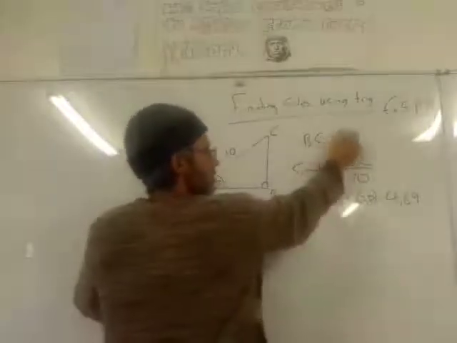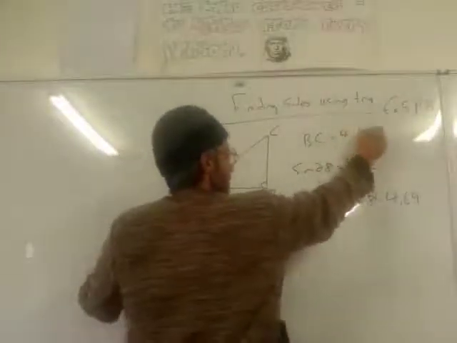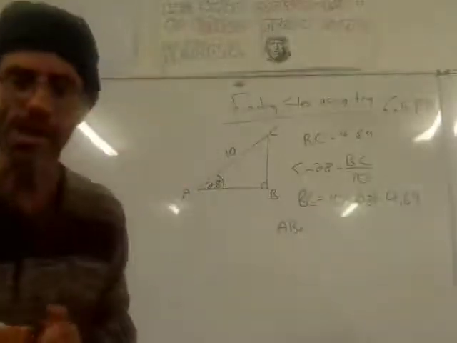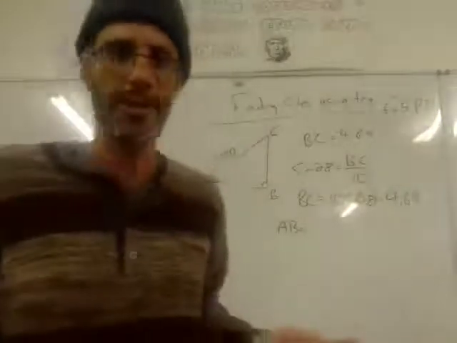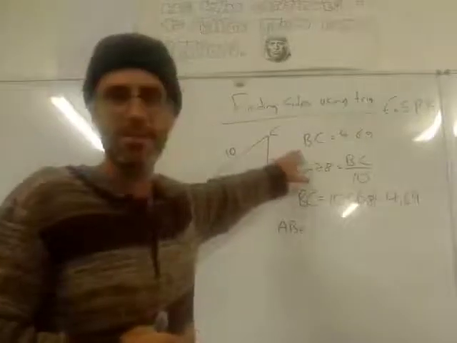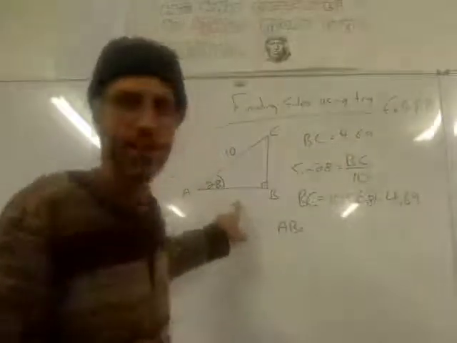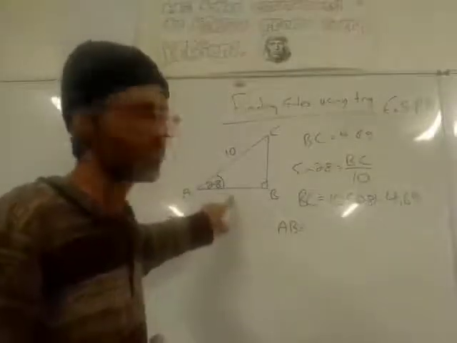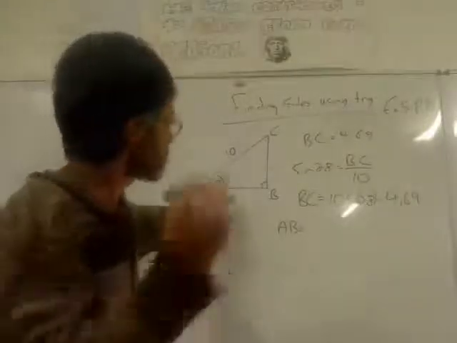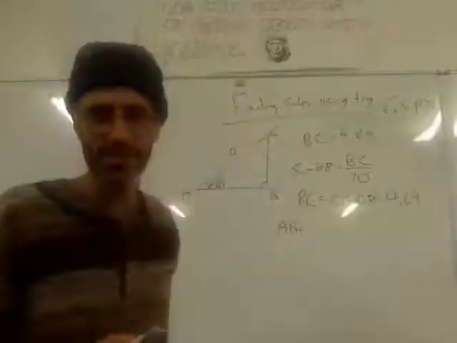Because obviously now I know what BC is. And let's say I want to know AB. Now, there's a couple of ways of going here. First of all, if I ask you to find BC and you found that it's 4.69, then anyone, or any grade 8, 9 kid as well, can find AB, right? You just use Pythagoras. It's the square root of 10 squared minus 4.69 squared.